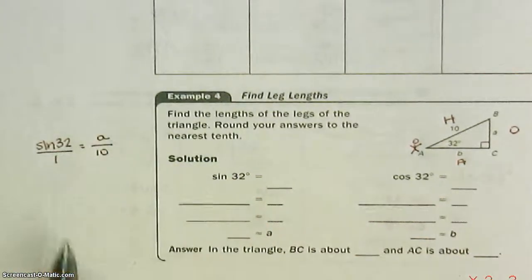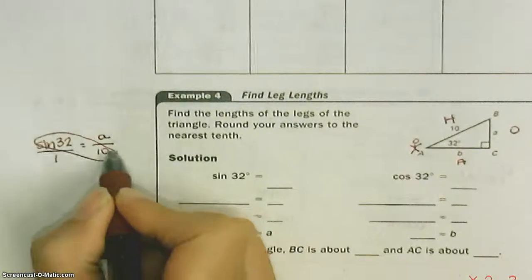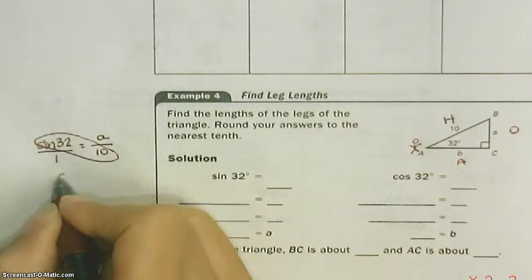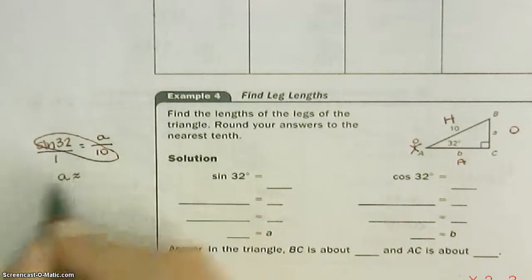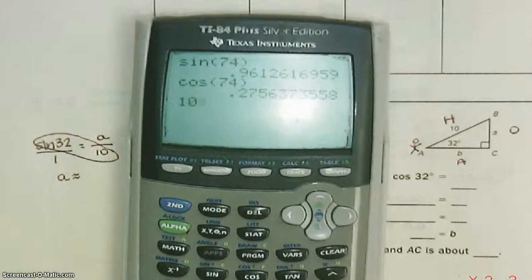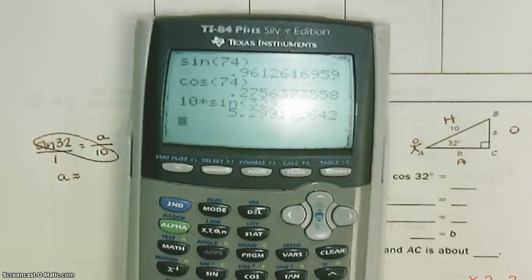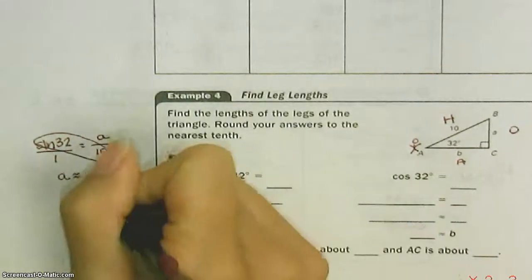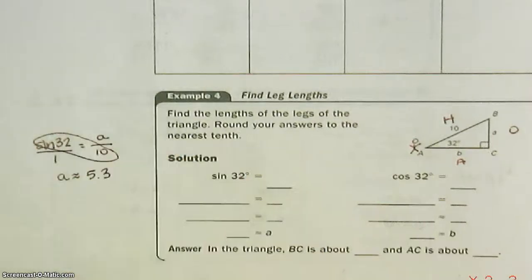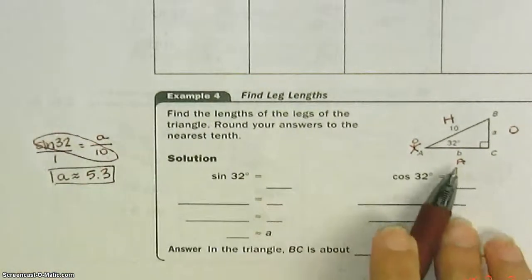Here's my proportion. I'm going to cross multiply. So I don't need to divide by 1, that doesn't matter. A is approximately, so I do 10 times the sine of 32, 5.3. So there's A.